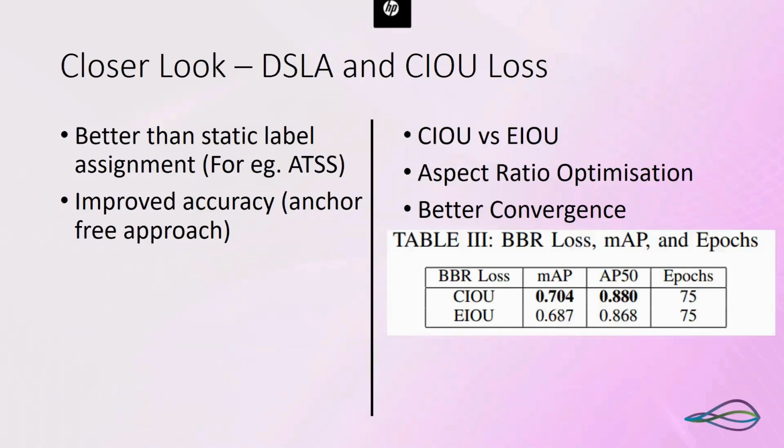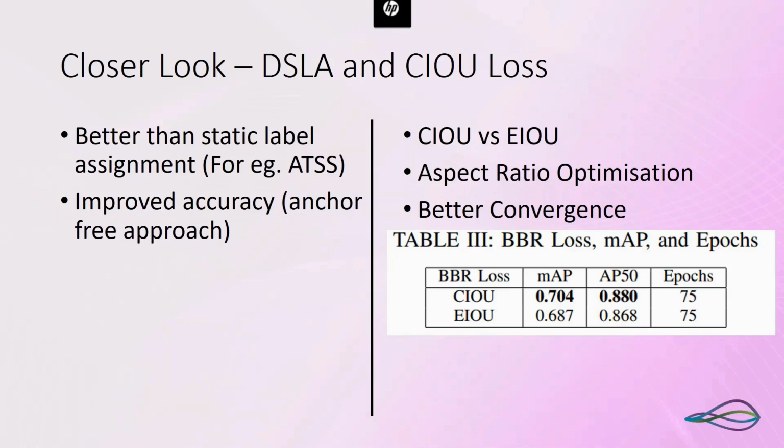Now about DSLA and CIOU loss. As I said, I pass you an image. How do you know which pixel to classify as what? DSLA is better than the static approaches that are being used all over in the industry, like ATSS. ATSS usually requires an anchor box, or it will require some prior information, how large, how small, where. While DSLA does not require this.